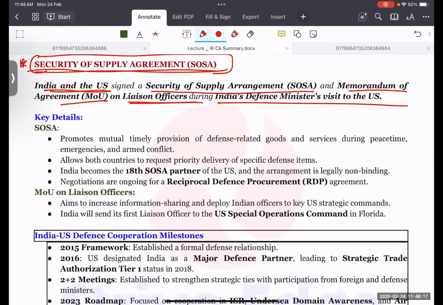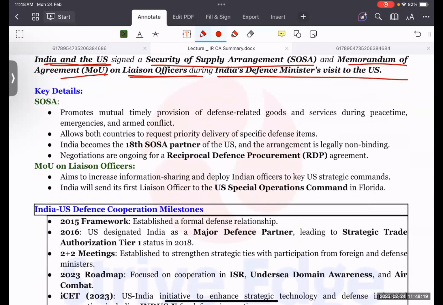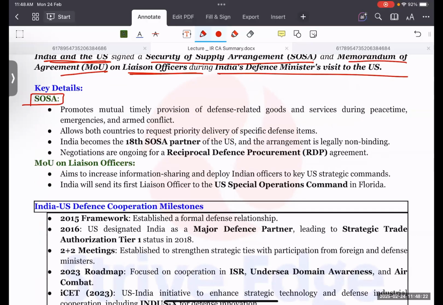Now, what are the key details of this one? What are the key details regarding the SOSA? That is mutual timely provision of defense-related goods and services during peacetime as well as armed conflict. So what it is saying is that we have to provide all the commitments in a timely manner with respect to defense goods and services. Both countries can request priority delivery of specific defense items. So all goods and services have to be delivered on time, and if there are any specific defense items, they have to be given priority.